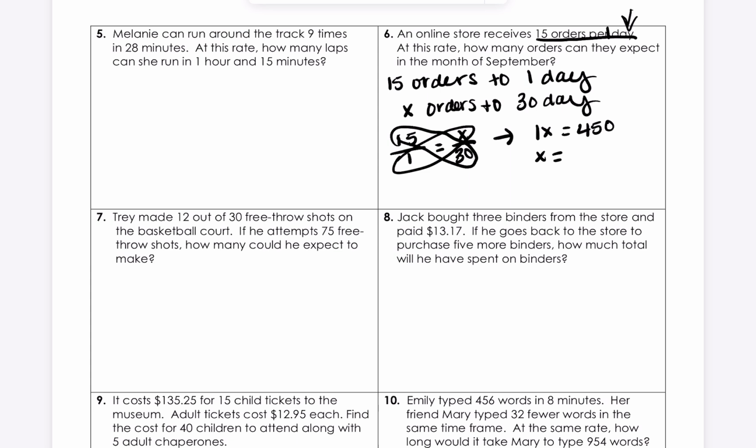Now, I can divide by the coefficient here, which is 1, but the reason that I keep telling you that 1x and x are exactly the same thing is because if I take that 1 and divide it on both sides, I actually just get this exact same number that I had originally. So that's why 1x and x are the exact same thing. So I have x equals 450, and our main unit that we were trying to find here was orders, so I have 450 orders.